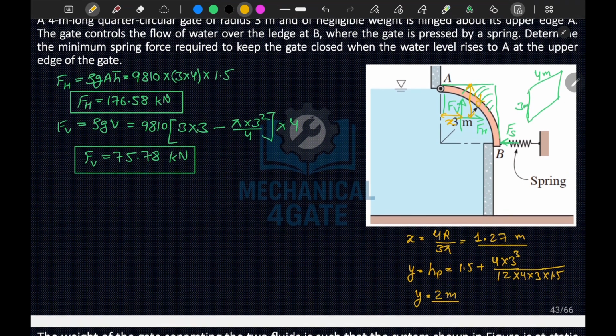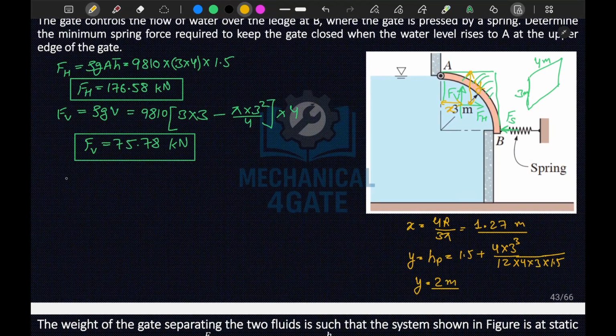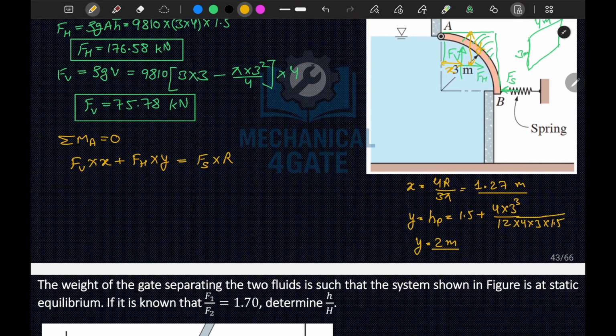So for this system to be in equilibrium, the summation of moment about A should be equal to 0. So this would be FV into x plus FH into y. These both forces will cause an anti-clockwise moment. Now this would be equal to Fs into r, which will cause a clockwise moment about A. From here we can calculate our Fs, because we know that r is equal to 3 meters.